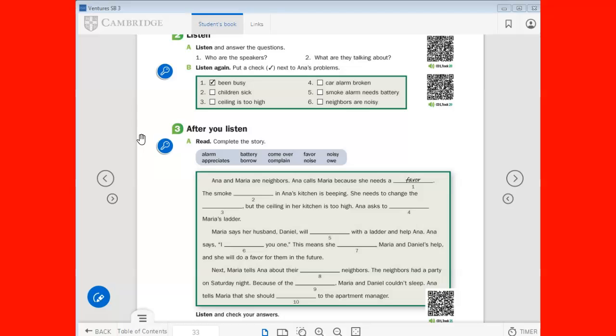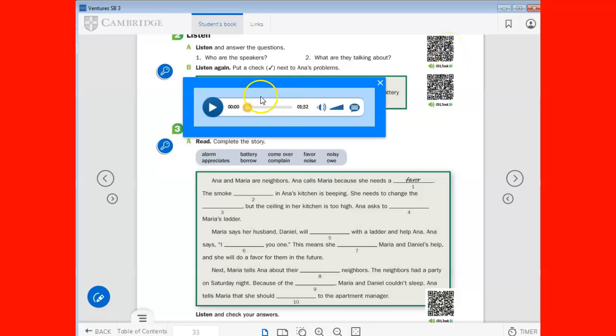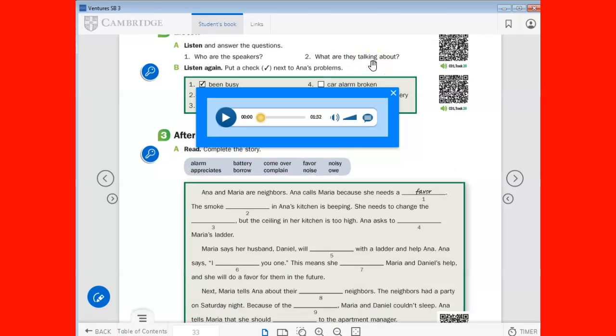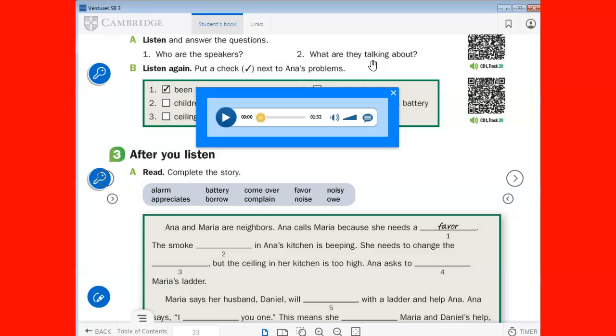In the past, we already listened to this, but let's listen again, okay? As you listen, I want you to take out your notebook and think about the 2 questions at the top. I would write down, number 1, who are the speakers, and number 2, what are they talking about? That way, as we listen and you hear, you can put your answer down, okay? You ready? I'm going to make that bigger so you can see it. All right, here we go.